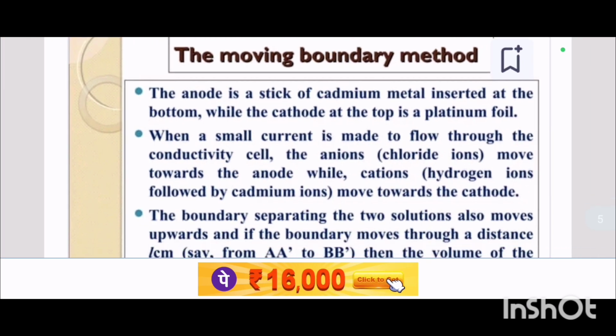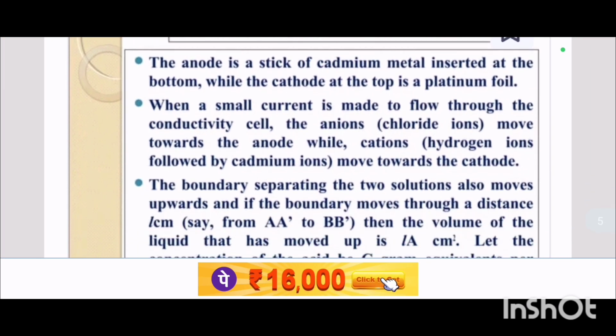Then we see how it works. The anode is a stick of cadmium metal at the bottom, while the cathode at the top is a platinum foil. When current is made to flow through the conductivity cell, the anions move towards the anode, while the cations, meaning hydrogen ions followed by cadmium ions, move towards the cathode.